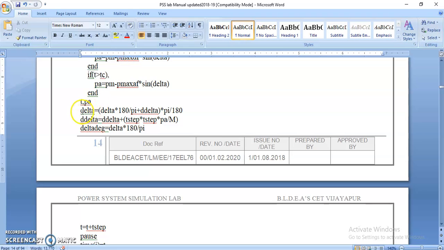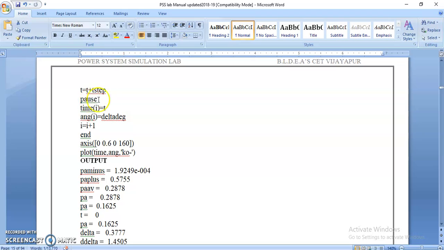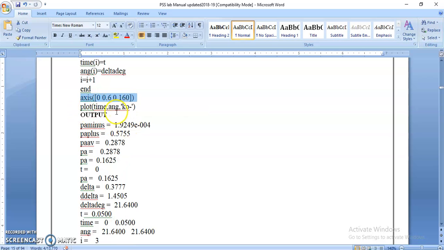Now for delta, this is the formula we are using, and we are converting again to degrees. Delta plus 180 by pi, plus d delta into pi by 180. And d delta, this is the formula we also used in the 5th module. The derivation is there, like the t step, Runge-Kutta method as well as the step-by-step method. In that we use this formula: d delta plus t square into Pa by M. Again we convert to degrees. So t plus t step, we take in time of I is equal to t. First it will be 0, now again it will count for a different angle. Delta angle I, delta degree, I is equal to I plus 1, and the axis we are taking as 0 and 160. We are plotting time versus angle.